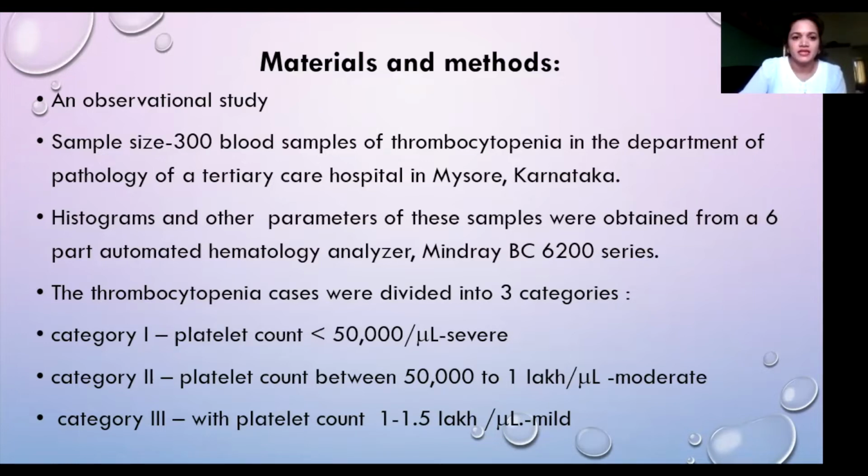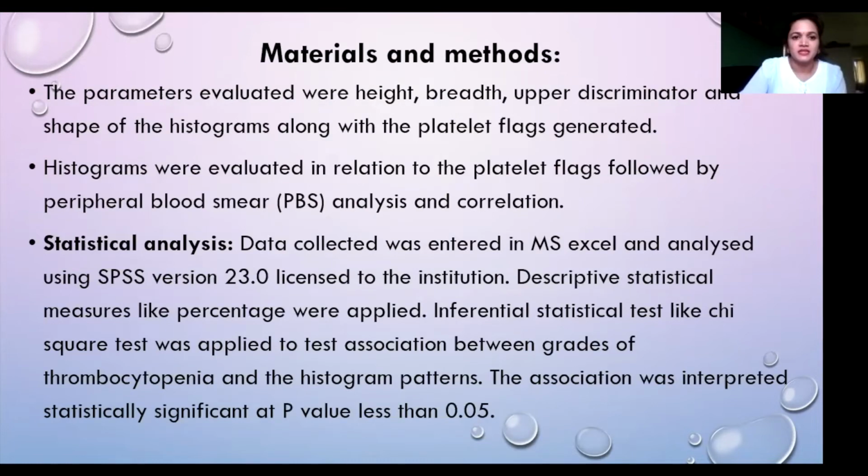The parameters in histogram that were evaluated were height, breadth, upper discriminator, and the shape of the histograms, along with the platelet flags which were generated. These histograms were evaluated in relation to the platelet flags, followed by a peripheral smear analysis and correlation of these parameters.